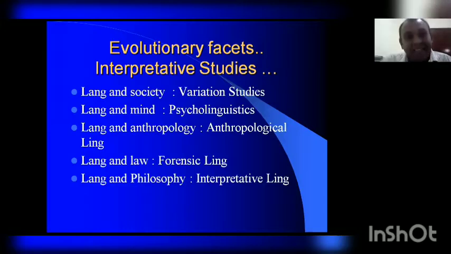But whatever I said, all these things coming under interpretative studies: language in society, sociolinguistics; language and mind, psycholinguistics; language and anthropology, anthropological linguistics; language and law, forensic linguistics; and language and philosophy, is interpretative linguistics. All these things come under interpretative studies, but interpretative linguistics is specifically looking into the gap or the gulf existing between language and philosophy.